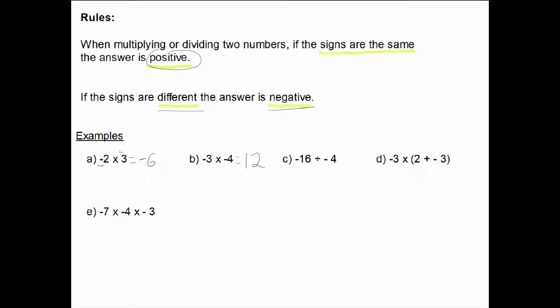C, I have minus 16 divided by minus 4, and 16 divided by 4 is 4. A minus divided by a minus means that the signs are the same, so my answer is positive, so I will have plus 4.